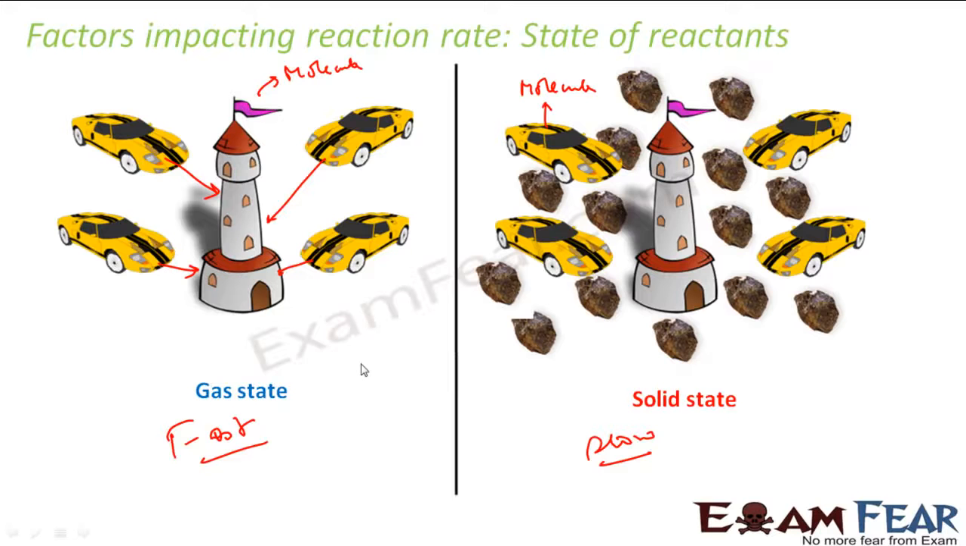Right? As I told, the chemical reaction takes place when the molecules hit each other. When they hit each other, they come in contact and they form product. So in the gaseous state or in the liquid state, the collision frequency is large. Right? They can hit more. This car can hit the target more. The collision frequency is large, so the reaction rate is large.